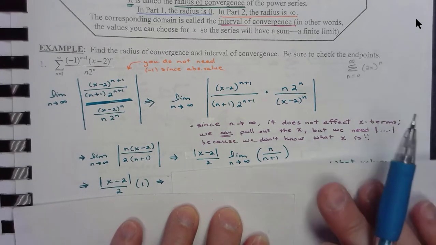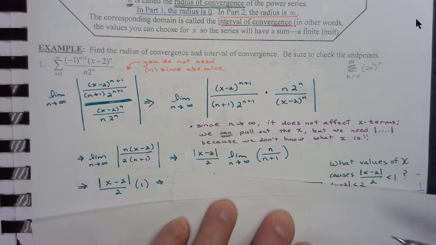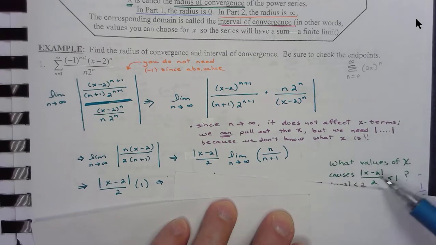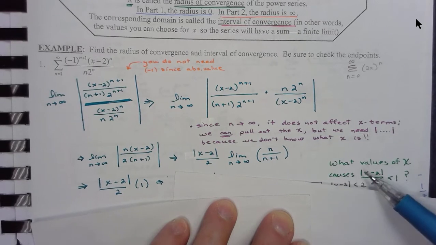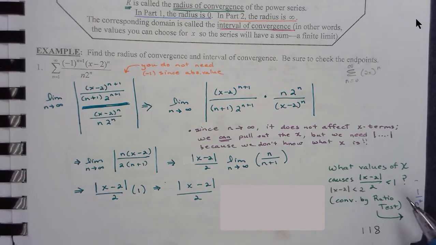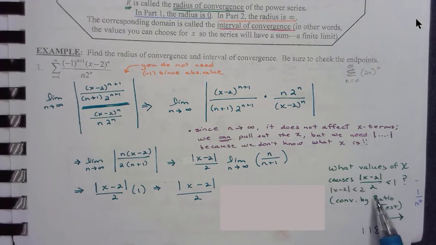Well, isn't that beautiful? Now, what is it that we want? We want to know what values of x cause the absolute value of x minus 2, divided by 2, to be less than 1. So I want to solve that inequality. Which also means, multiplying by 2, the absolute value of x minus 2 is less than 2.